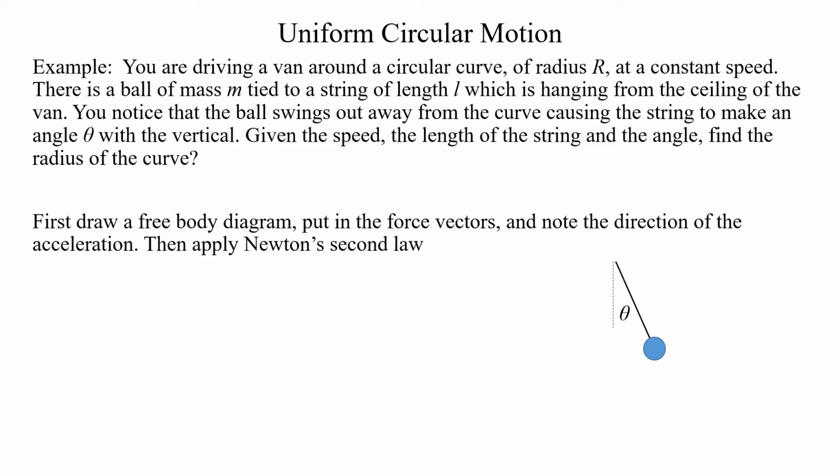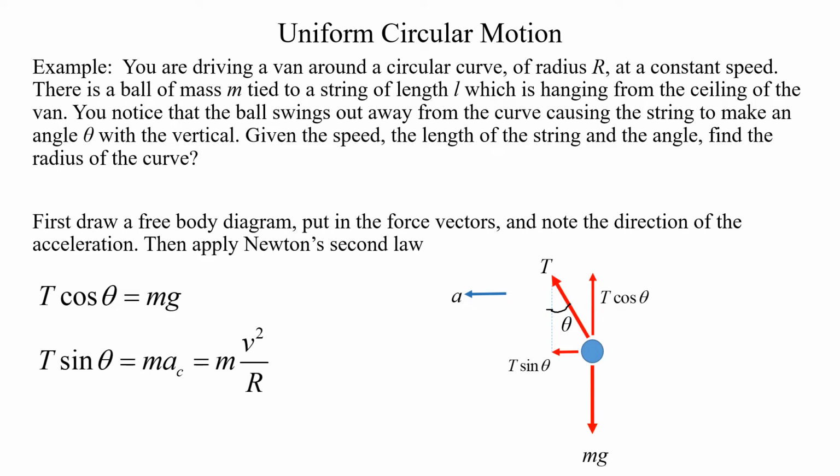So let's draw the real forces acting on the ball. Now the ball is moving in a circle with the van, and so we have an acceleration that points toward the center of the circle. This is our centripetal acceleration. All right, so the string is the only thing that's tied to the ball. So the tension in the string has a vertical component and a horizontal component. The horizontal component is T sine theta. Notice it's opposite the angle theta. So it's T sine theta, and that points toward the center of the circle. This is the force that pulls the ball into the circle.